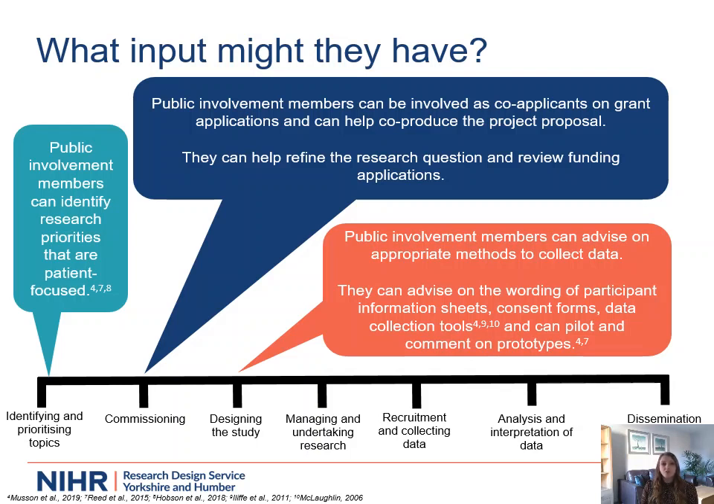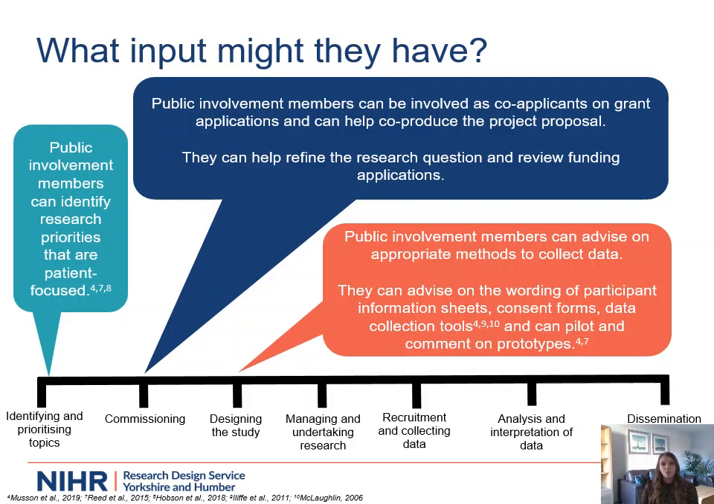Public involvement can also be useful when it comes to designing the study. Members of the public can advise on appropriate methods to collect data and can ensure that research tools are worded appropriately. For example, involving young service users to provide public involvement during the design stage has been found to be helpful for ensuring that questionnaires and consent forms are worded in ways that are accessible to other young service users.